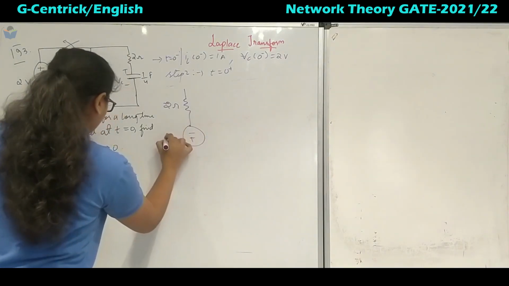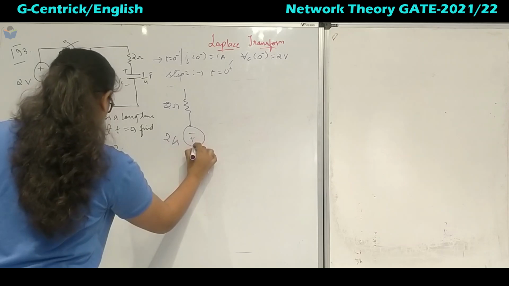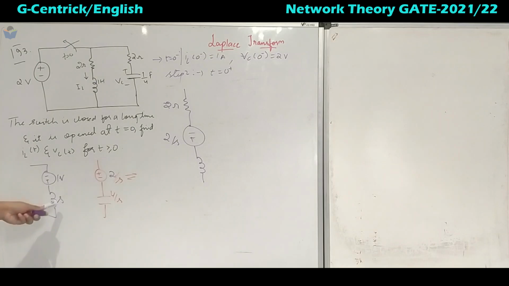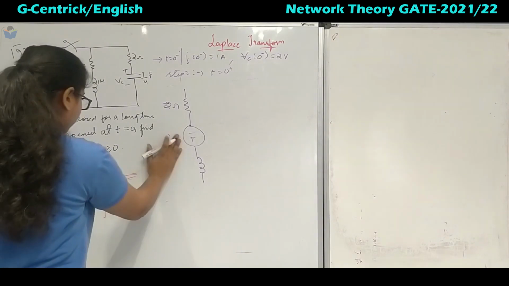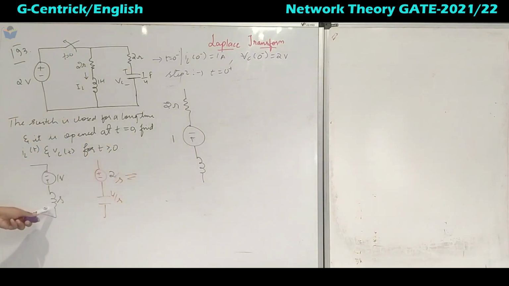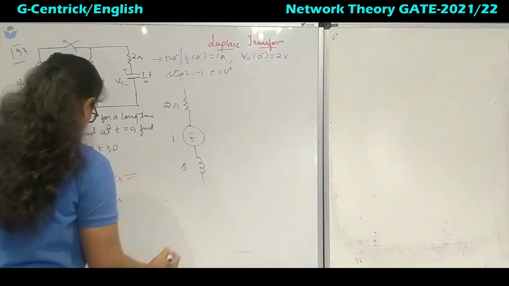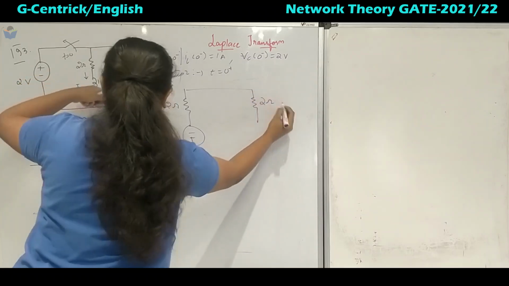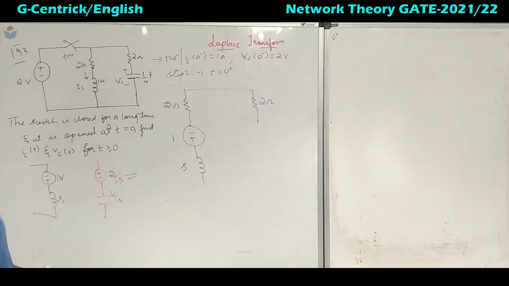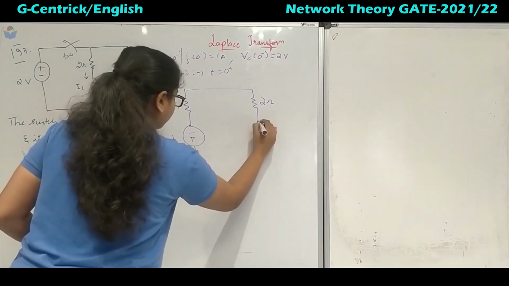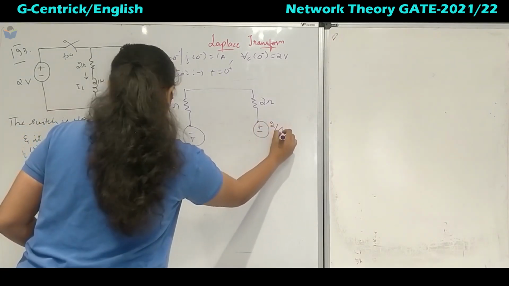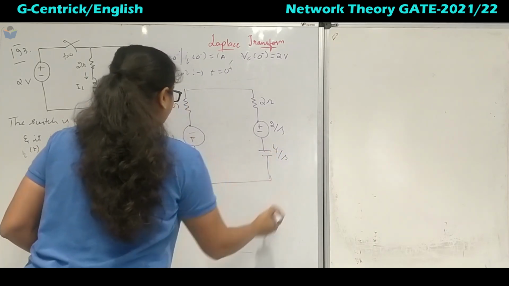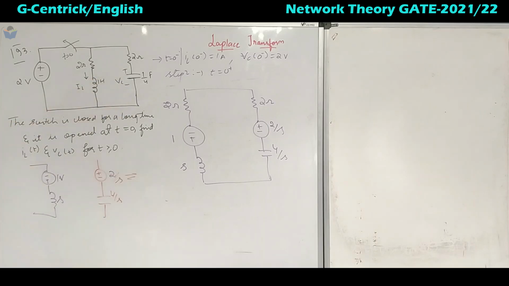This is minus plus 2 over S, divided by... so this is 1 volt, this is 1 volt, this is 1 volt, and here the inductor is S, and we have this 2 ohms, and the capacitor is replaced with this one, plus minus 2 over S. This is 4 by S. So this is the equivalent circuit.